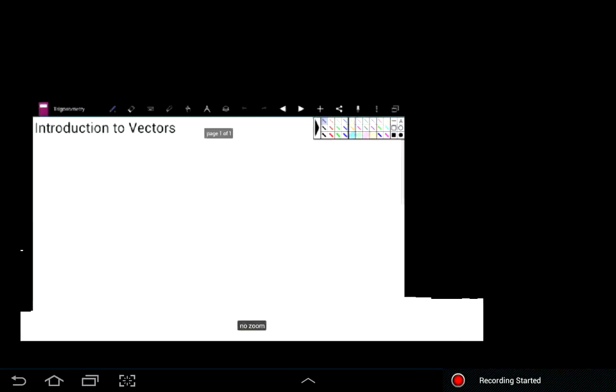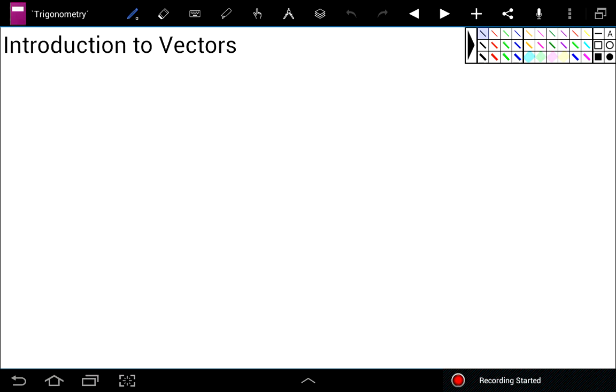We're going to take a look at what are called vectors, and this is a basic introduction. We can use vectors to represent lots of things. So what does a vector do?